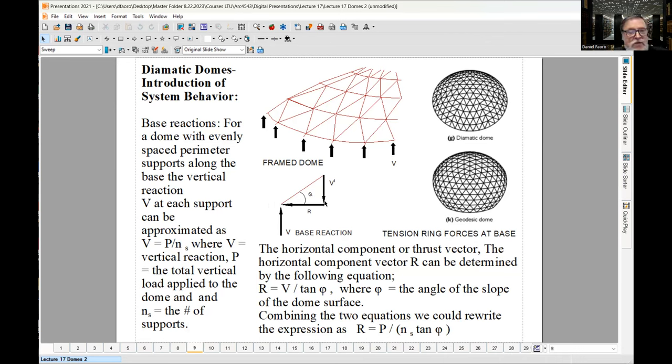So V, our base reaction, is P divided by N sub S. P is the total vertical load acting downward. N sub S is the total number of supports, meaning these bottom pieces that are carrying that load across the surface. The horizontal component of the thrust vector, that's R, is V divided by tangent phi, where phi is the angle of the slope of the dome surface from the horizontal ground condition. Combining the two equations, we could say R is equal to P divided by N sub S tangent phi.